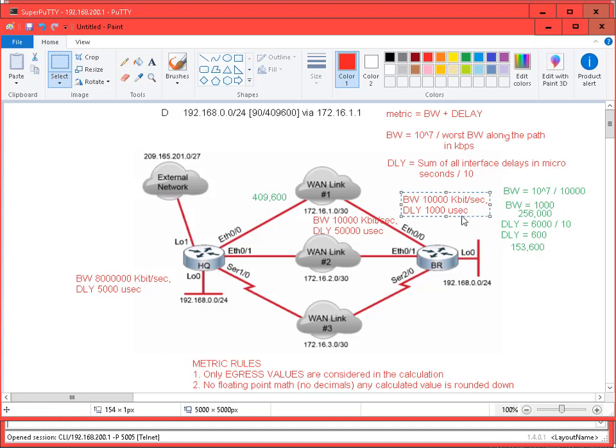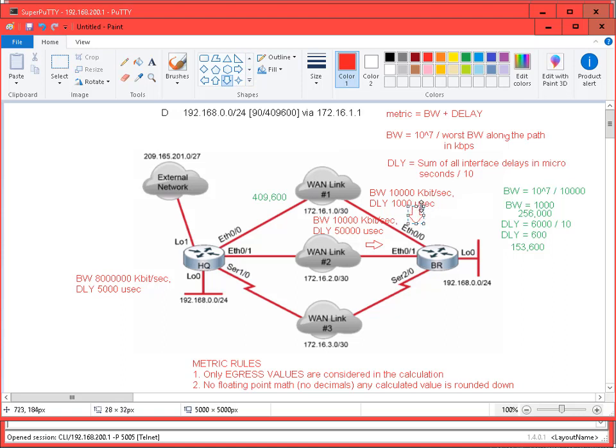I'm going to go in and let me just move this over so that we can identify that that's for that link there. All right. So this is this link here. And this one is this link here. All right.